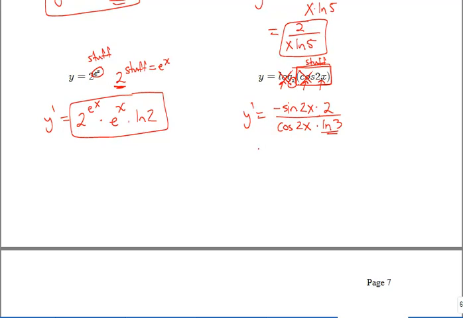Now there's lots of ways to rewrite this. You could notice that sine 2x over cosine 2x is actually a tangent of 2x. You don't have to do that, but it's an option. And then I would have that minus and that 2 out front, and then an ln of 3 still in the bottom. Okay?